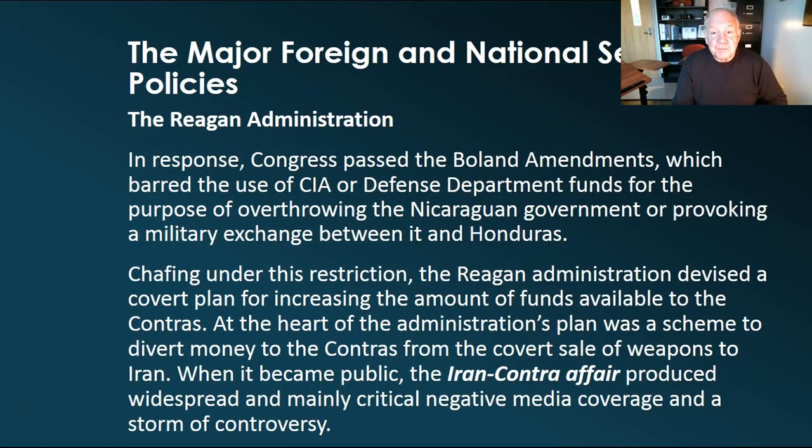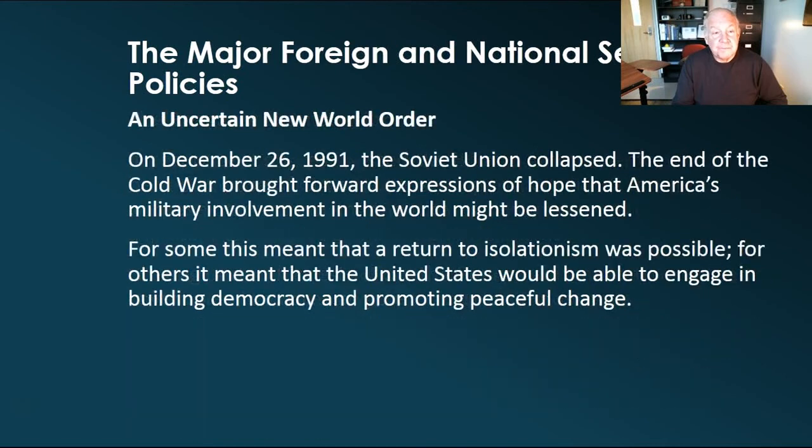In response, Congress passed the Boland Amendments, which barred the use of CIA or Defense Department funds for the purpose of overthrowing the Nicaraguan government or provoking a military exchange between it and Honduras. Chafing under this restriction, the Reagan administration devised a covert plan for increasing the amount of funds available to the Contras. At the heart of the administration's plan was a scheme to divert money to the Contras from the covert sale of weapons to Iran. When it became public, the Iran-Contra affair produced widespread and mainly critical media coverage and a storm of controversy.